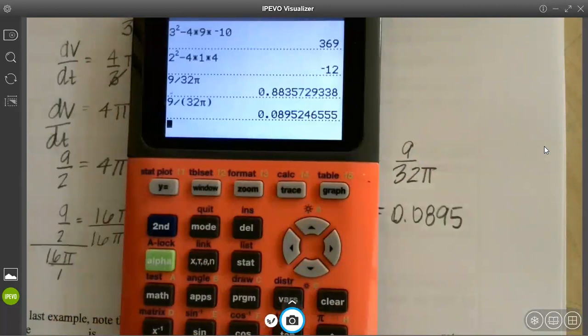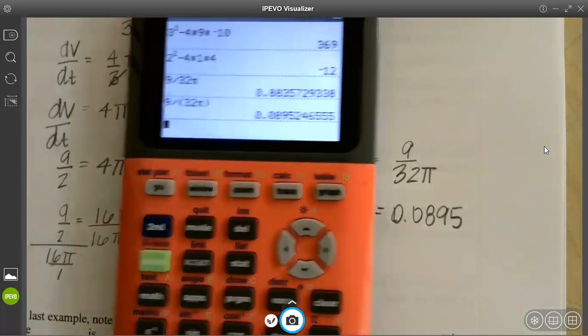You see how I had to put it in? Is everybody good? So I screwed it up the first time. If you do alpha y equals, it's not going to matter. I was just too lazy to hit alpha y equals.